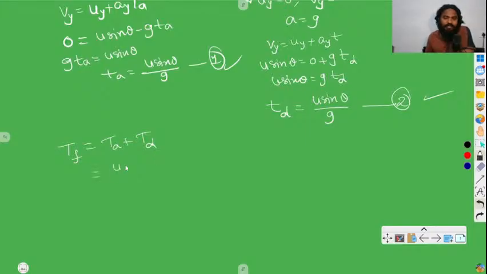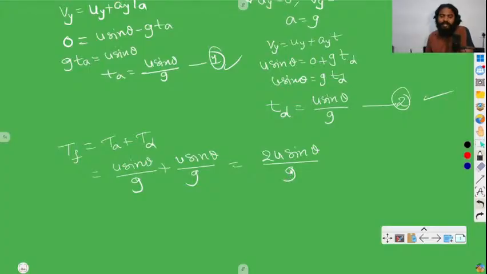So what is the time of ascent? u sin theta by g. What is the time of descent? The time of descent is u sin theta by g in both cases. Now I can write it as 2u sin theta by g. This is the time of flight. Hope it is very clear. Now we have found the time of flight.